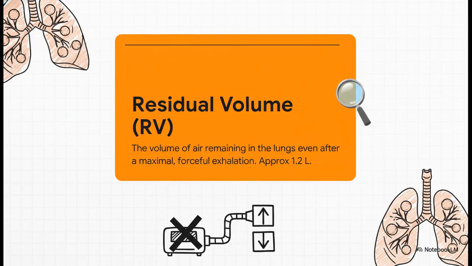And finally, there's the residual volume, or RV. This is the air that's always left in your lungs, even after you've blown out as hard as you possibly can. It's super important because it keeps your tiny air sacs from collapsing. But here's the crucial part. Because you can't exhale it, you can't measure it with a simple spirometer.